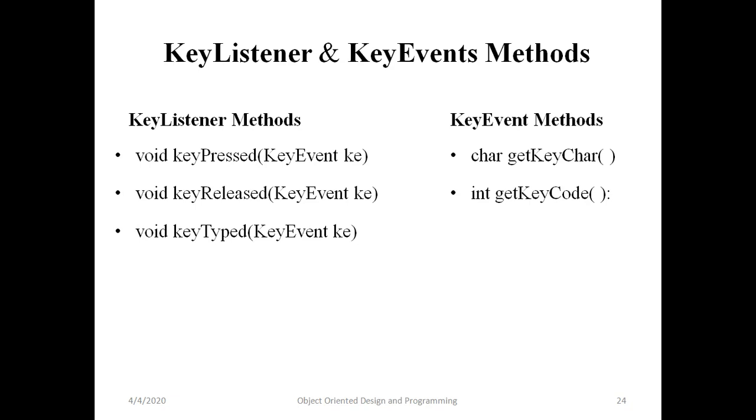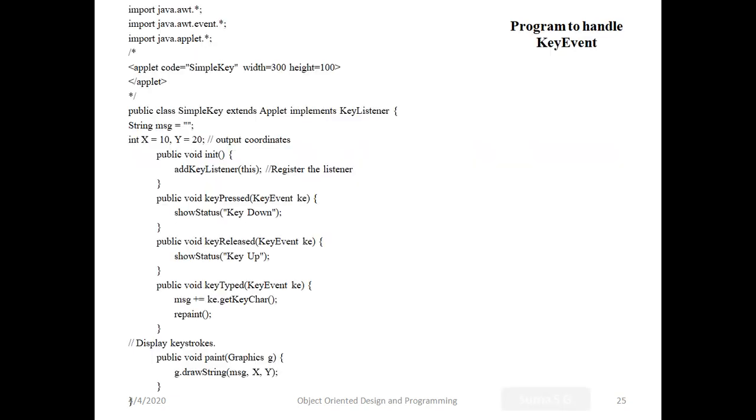Now, what is the event? KeyEvent. There are two methods associated: getKeyChar and getKeyCode. Now, let's see how to write a program to handle a key event.